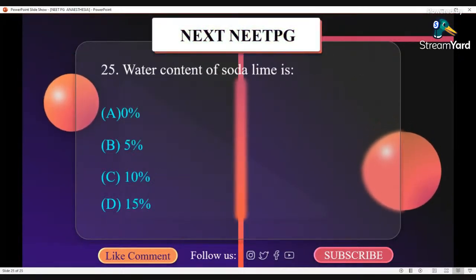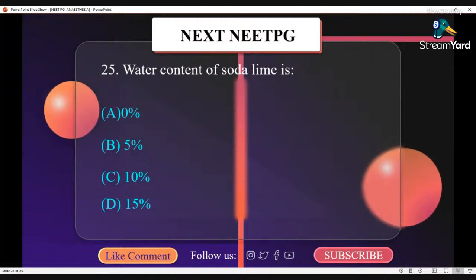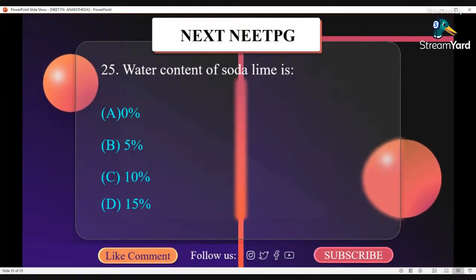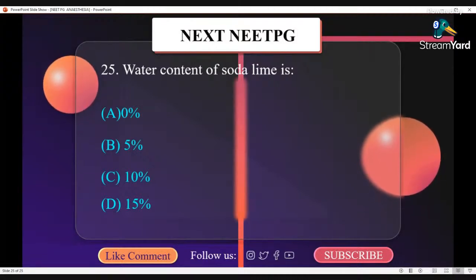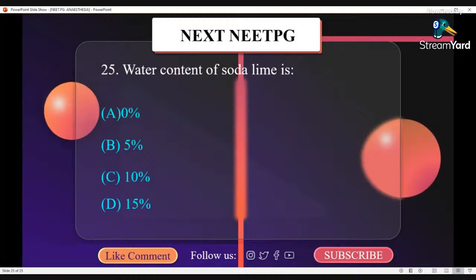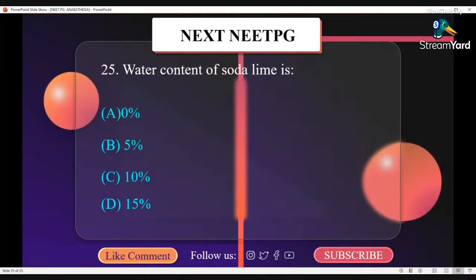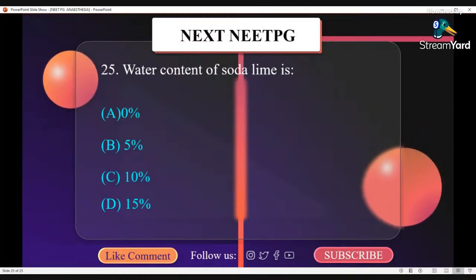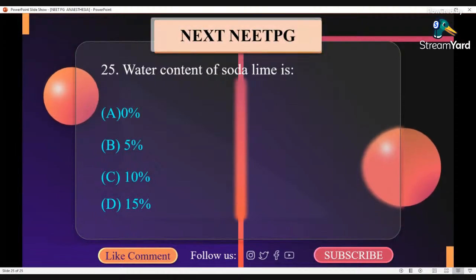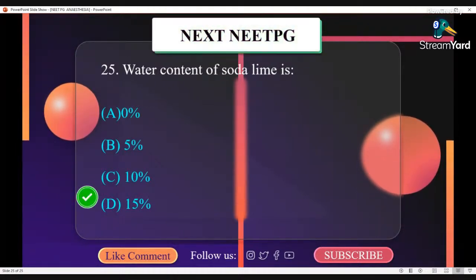Water content of soda lime is a direct question. Water content of soda lime is 15%. So the correct option here is D, 15%.